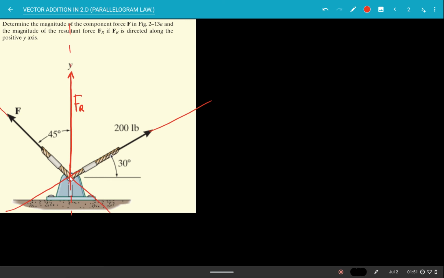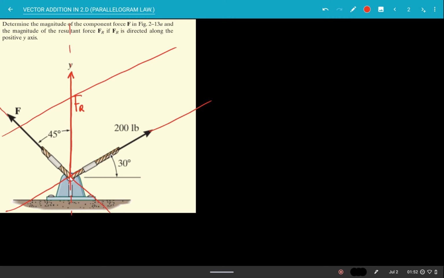So I'll draw a parallel line of the 200 pounds that will pass through F. So I can draw it here, I can draw it anywhere. I can draw it anywhere, provided I'm comfortable with it. So I'll draw it here. Now, this is the trick.